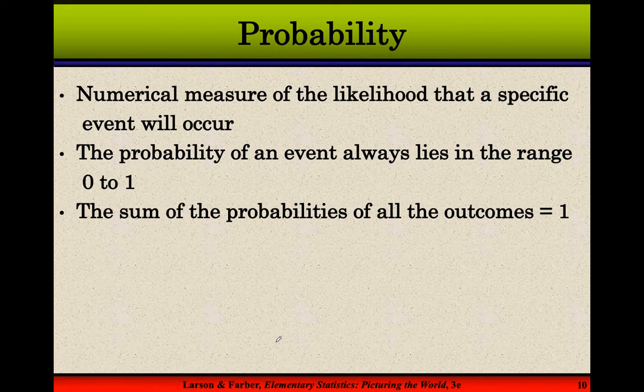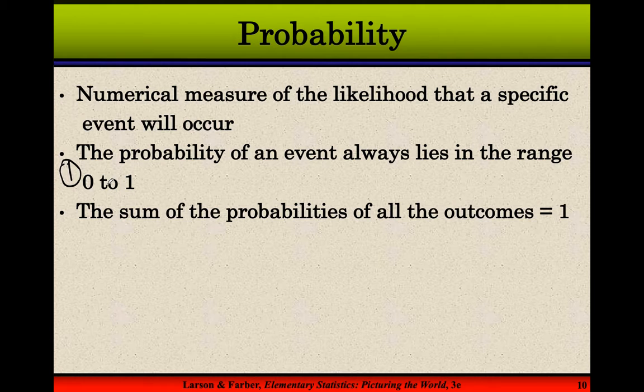So what's probability? It's just a numerical measurement. It tries to come up with a way to tell us how likely some event will occur. Now there's 2 rules to that. One of the rules is this: the probability of one thing happening always has to be in between 0 and 1. It can't be less than 0 or greater than 1.